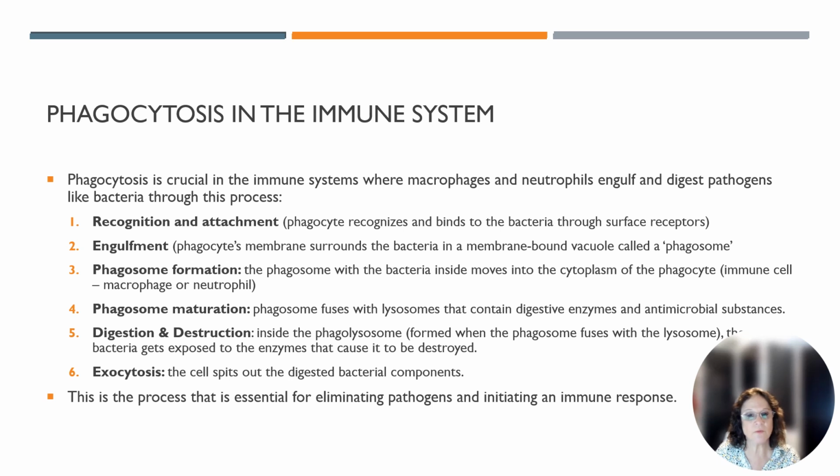So the phagosome fuses with the lysosomes that have digestive enzymes and antimicrobial substances, and that allows the next step to happen, which is where the phagolysosome, which is the phagosome with the enzymes fused in it, gets that bacteria exposed to the enzyme, which is where the bacteria breaks down. It's actually kind of creepy when you think about it in detail. And then exocytosis is basically the cell barfing out the remains. I don't have a nicer way to say that.